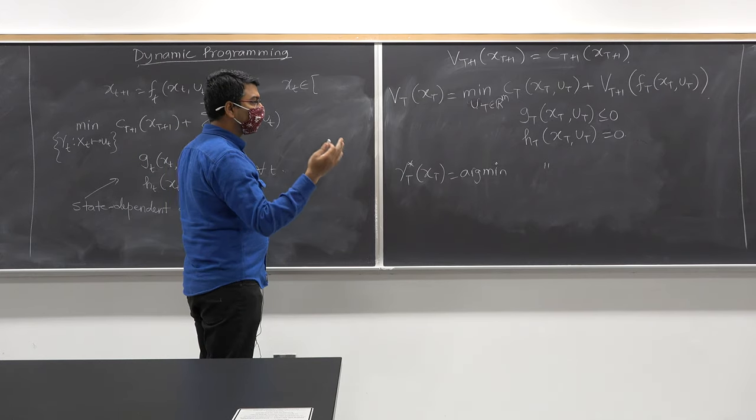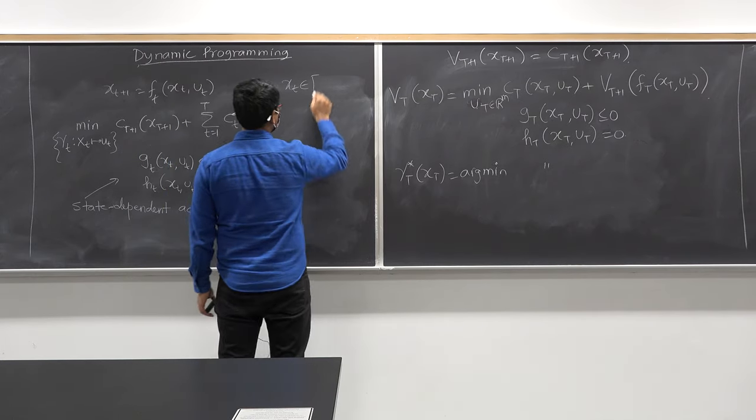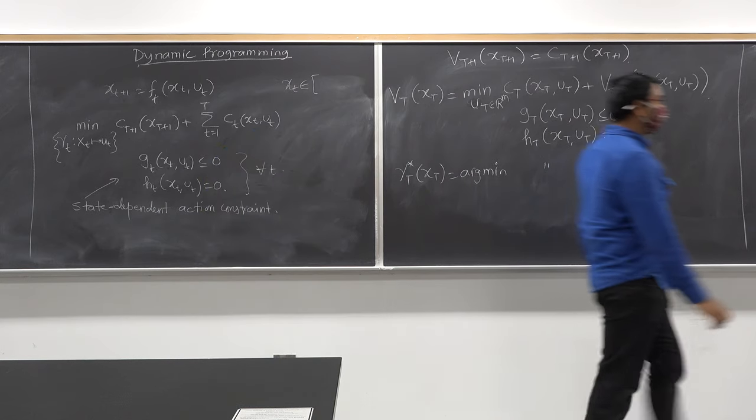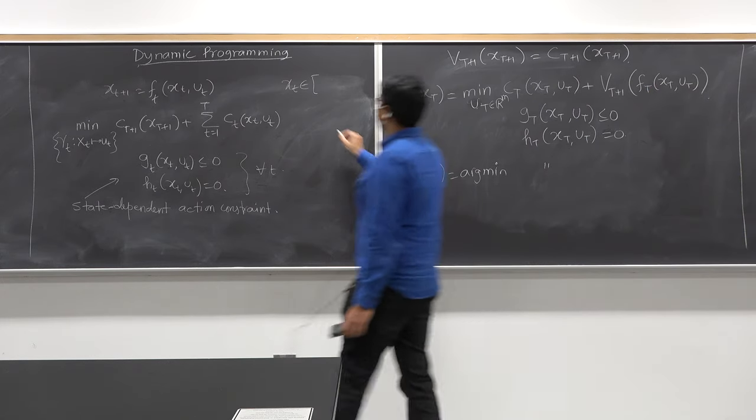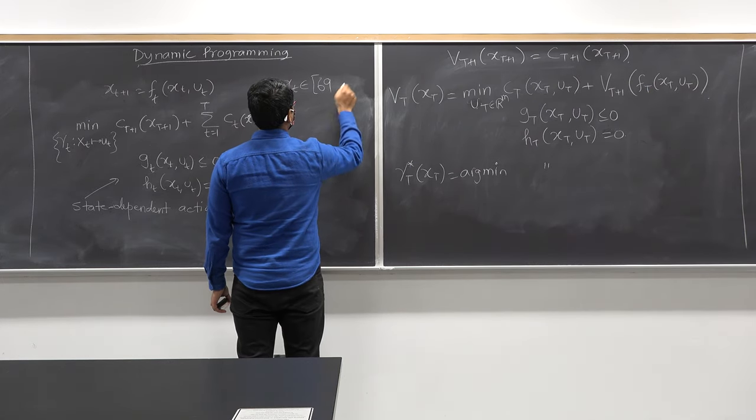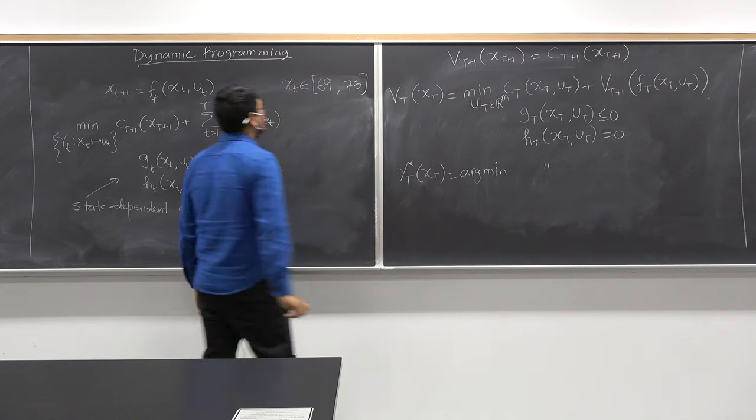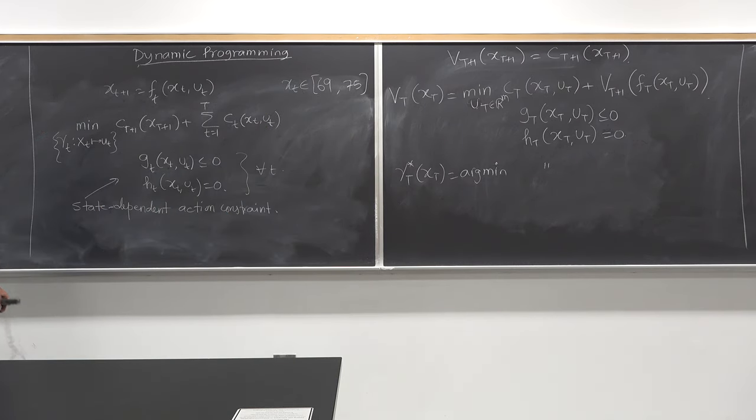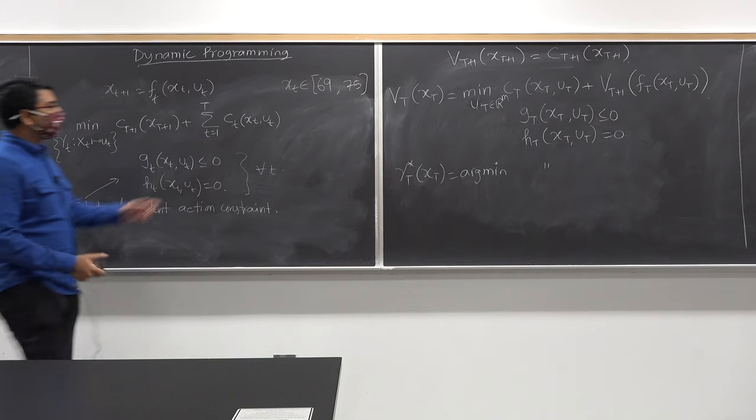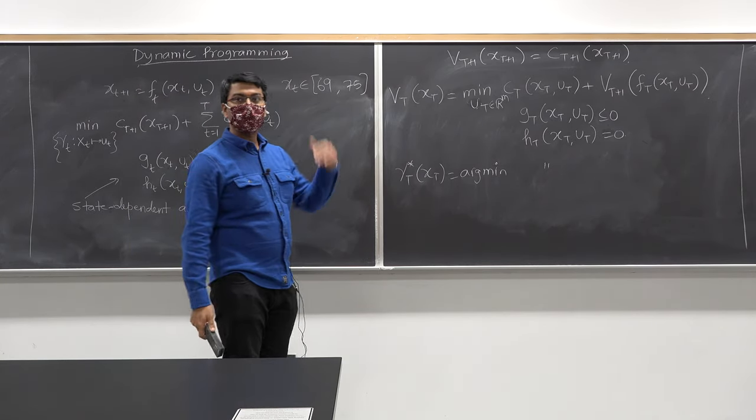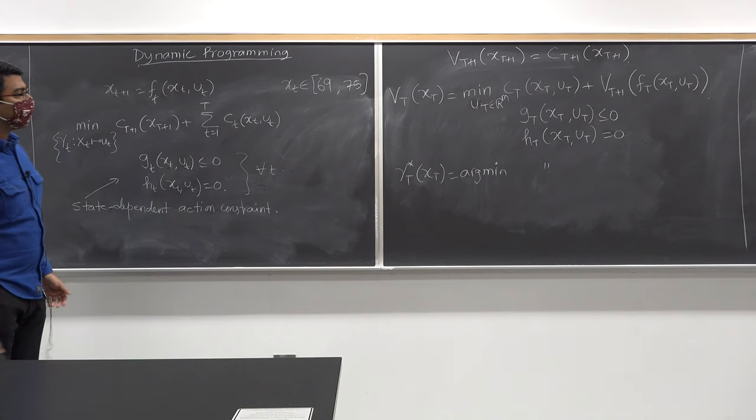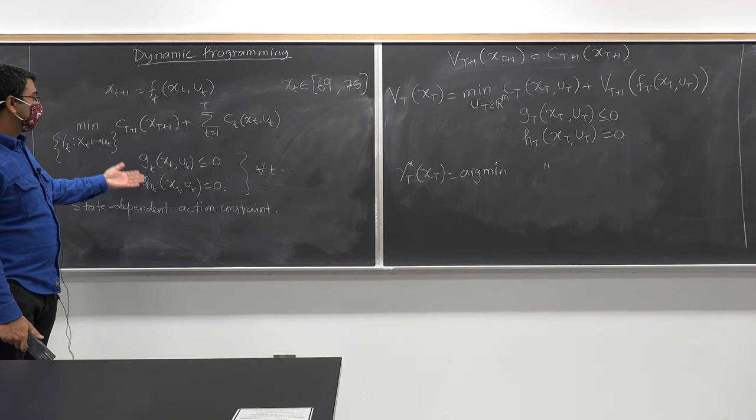So the temperature of the room varies between 69 to 75. Let me check what the temperature is right now. It's above 69, okay. So I have 69 to 75. So my xt lies in a set, which is an interval 69 to 75. And I want to optimize the cost of cooling or heating this particular room subject to certain constraints.